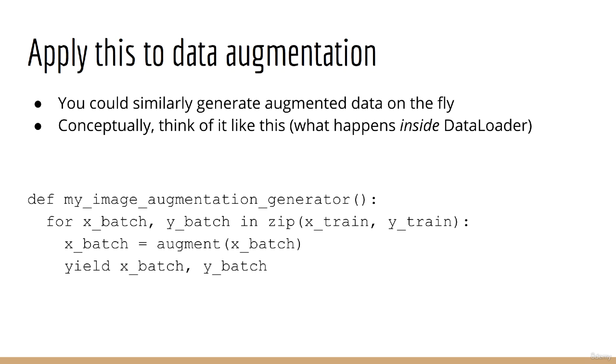What you should notice is that this looks curiously like our data loader, which we have already used for generating batches when we do batch gradient descent.